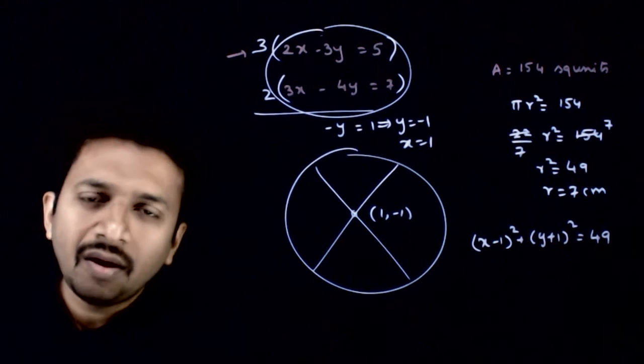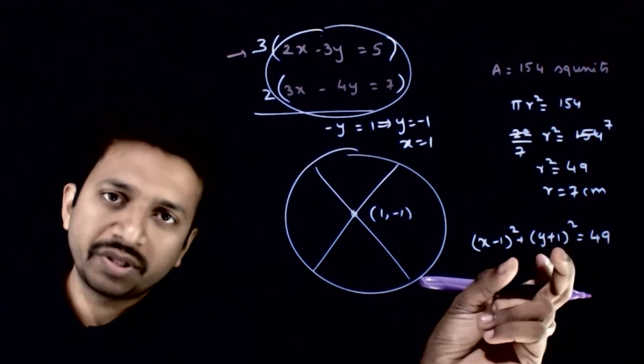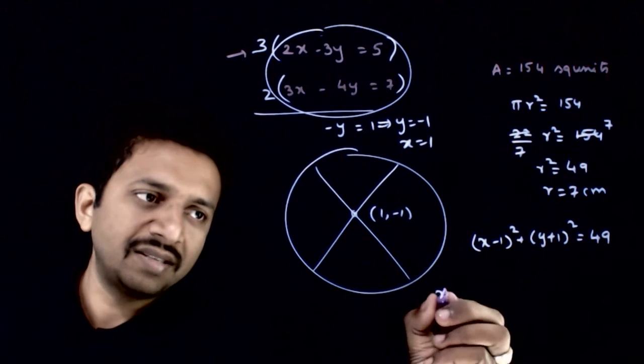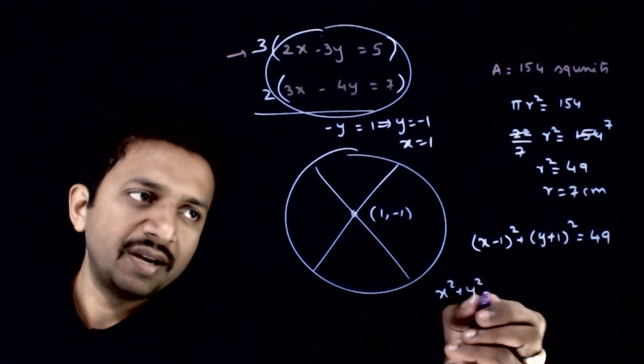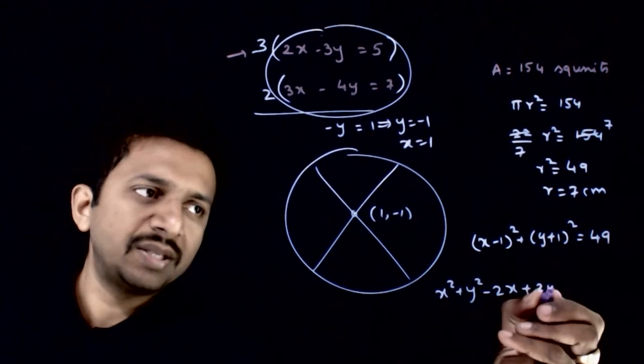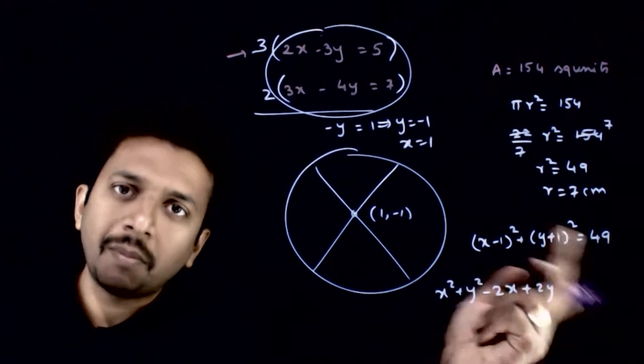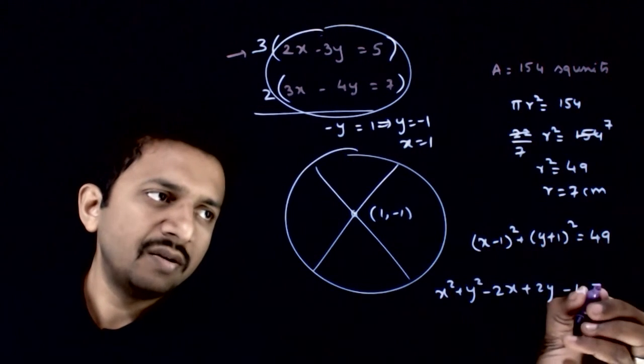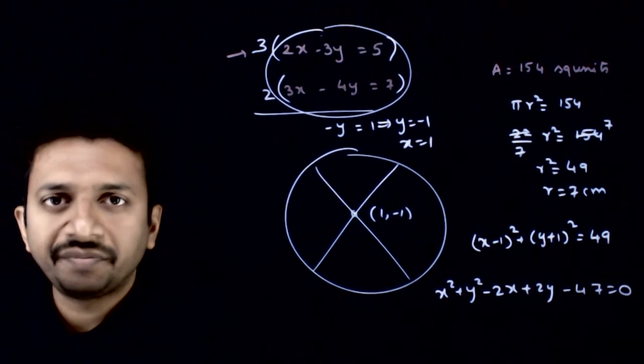So you can leave it here or you can expand this whole squares and get the answer. It is x square plus y square minus 2x plus 2y plus 1 minus 49, that is minus 47, is equal to 0. Thank you.